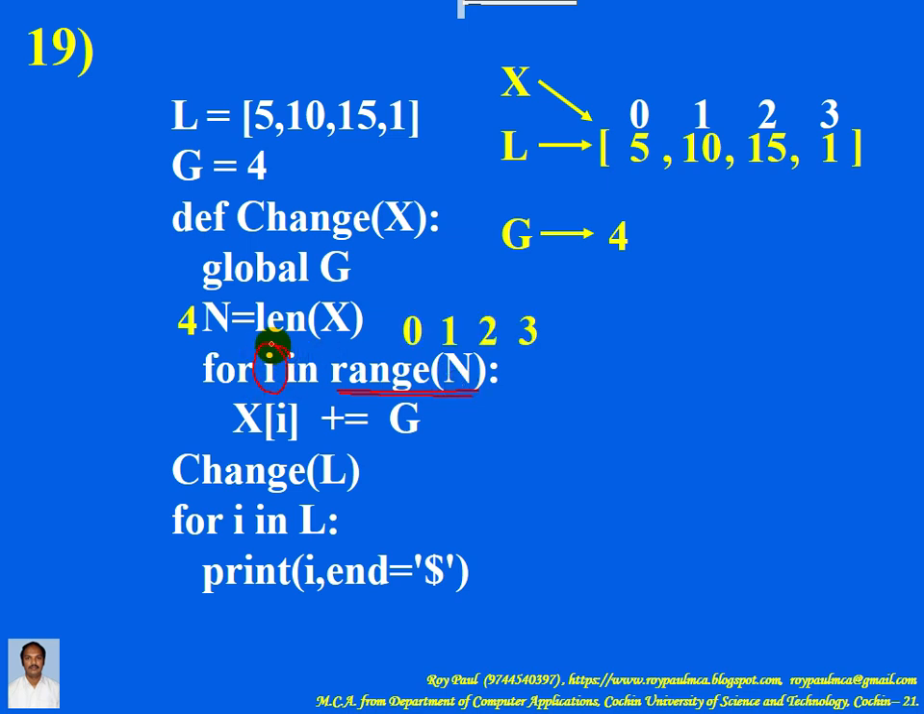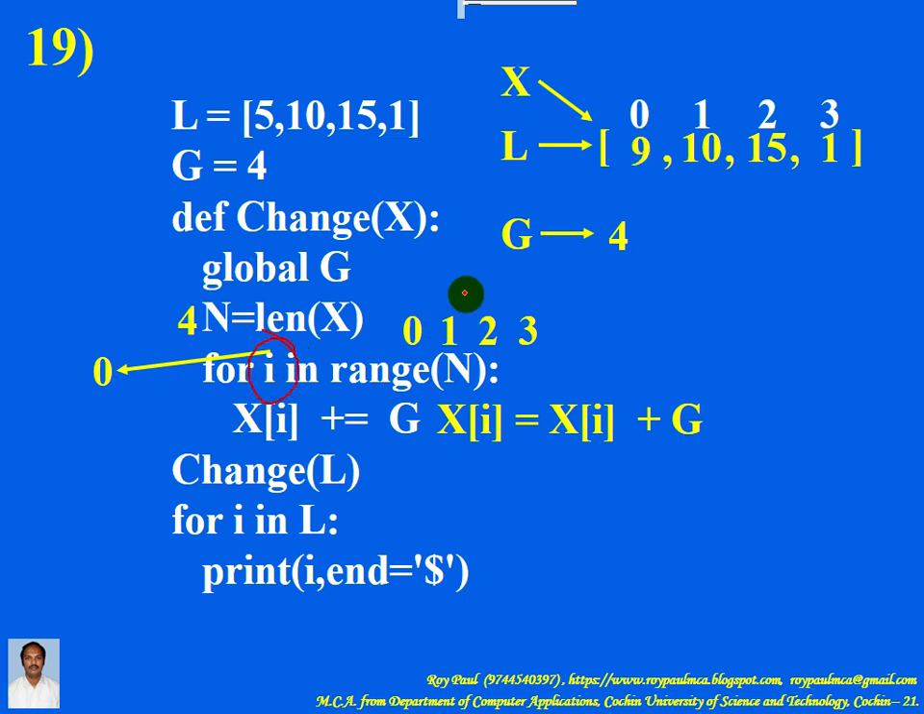I takes the first integer in the range, 0. This is short form. The expanded form is this. I is 0. X of 0 means 5. 5 plus global G. Global G is 4. So 5 plus 4, 9. That comes in X of 0. So your X of 0 becomes 9.